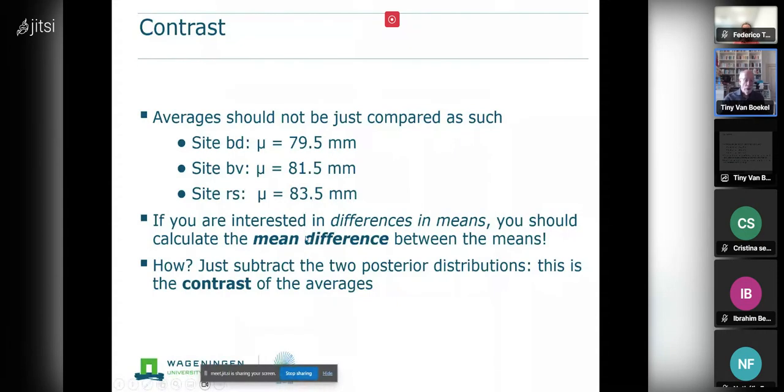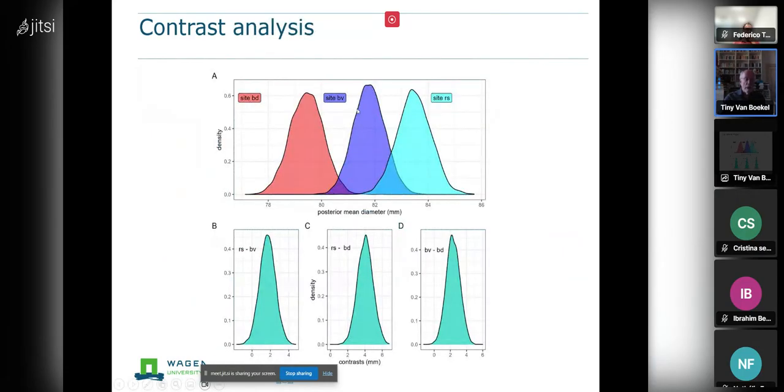And how can you do that? Well, actually very simple. You can just subtract 2 posterior distributions, and that is called the contrast. So the contrast is the difference between 2 posterior distributions. If you do that, here are again these means, and now I have subtracted site BD and site BV, which is here. And you can do it for every comparison. So I have three comparisons.